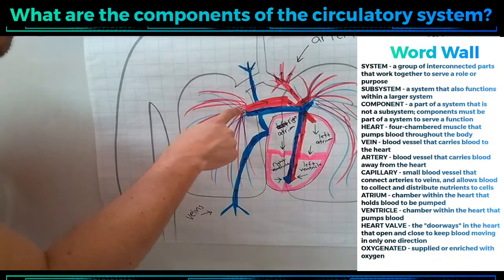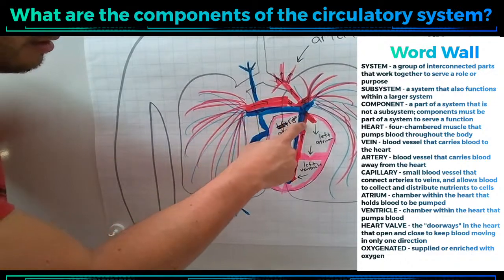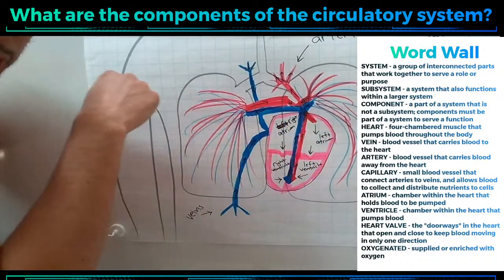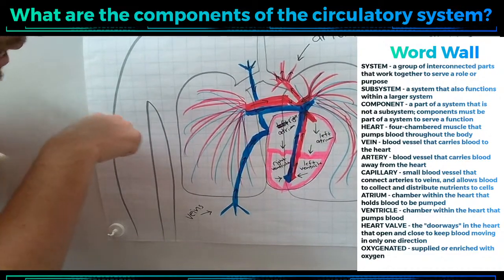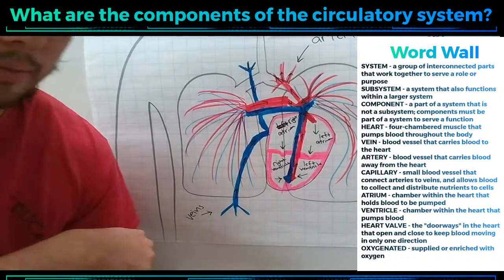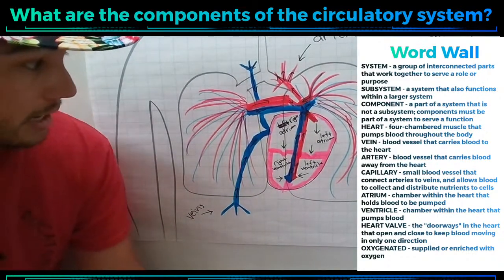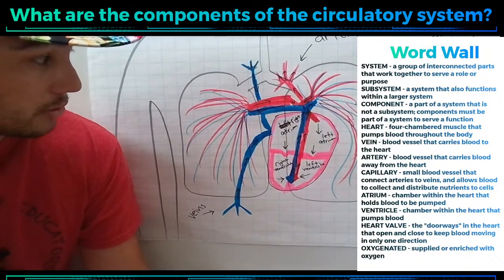Now we're in a vein again because we're traveling back to the heart and into the left atrium. Okay, the left side is the oxygenated side. That's the side that's got the oxygen. The right side is the side that handles the deoxygenated blood, the blood that's coming back from the body into the heart to get replenished with oxygen.